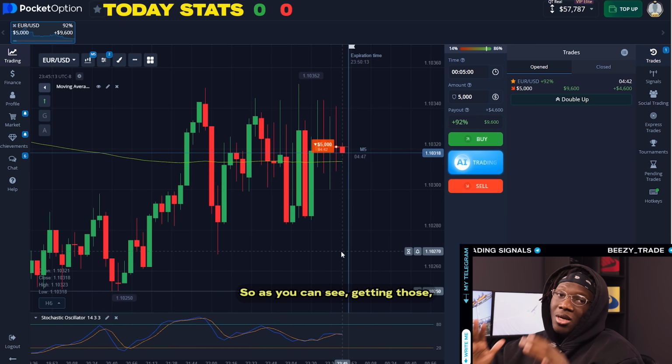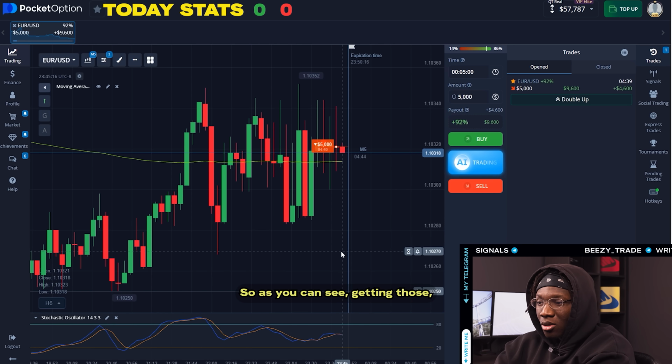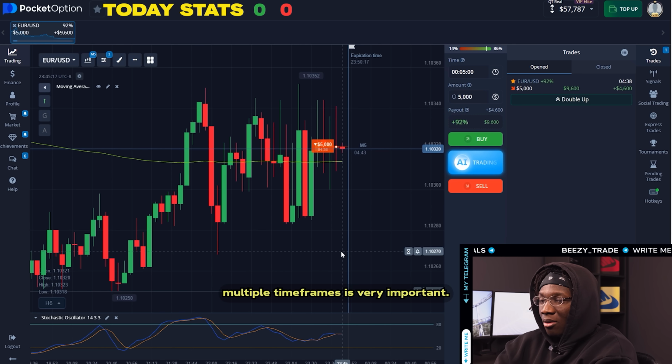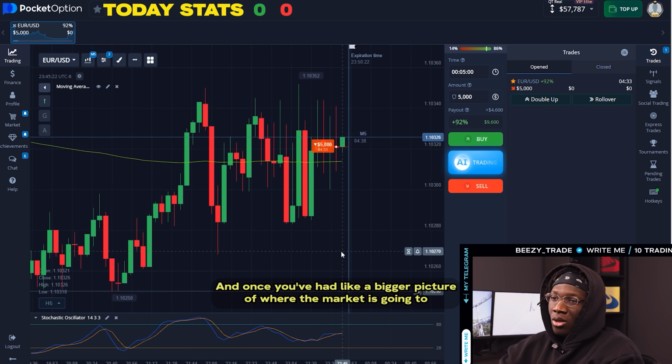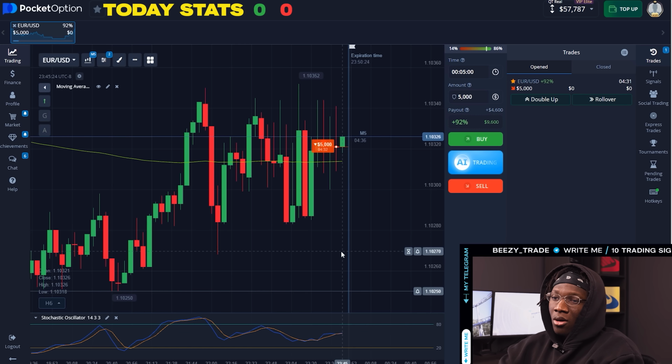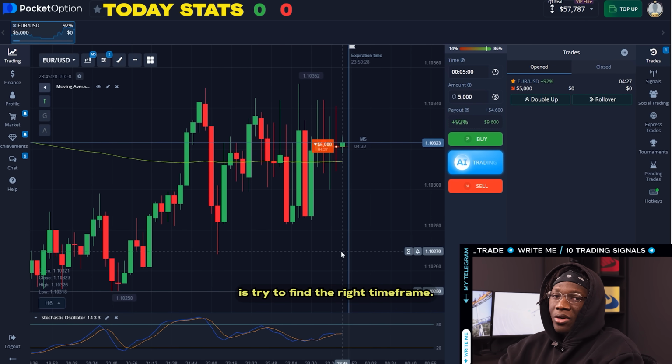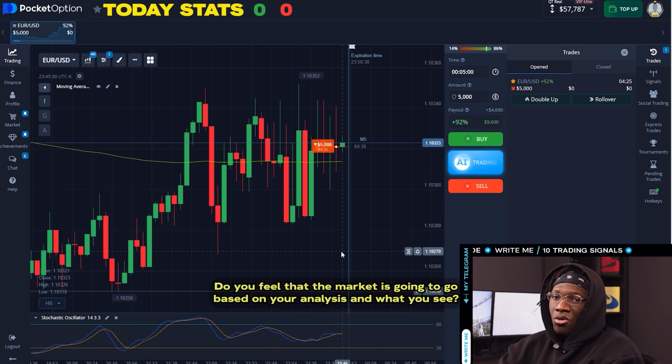So as you can see, getting those multiple time frames is very important. And once you've had like a bigger picture of where the market is going to in that whole situation, first things in your mind is try to find that right time frame that you feel that the market is going to go based on your analysis and what you see.